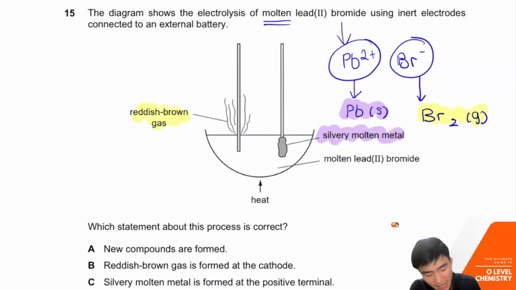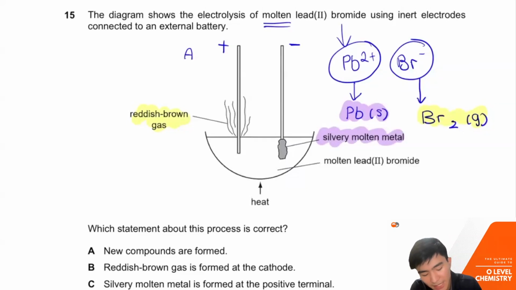Because it's a negative ion, the negative ion will come to here and then it will get oxidized, right? So this is going to be the anode. And if it's an anode, it's a positive electrode. The other side, because the positive ion goes there, it's definitely going to be the cathode. So this is how you work out. Even if the question did not give you the direction of the battery, you can still know.